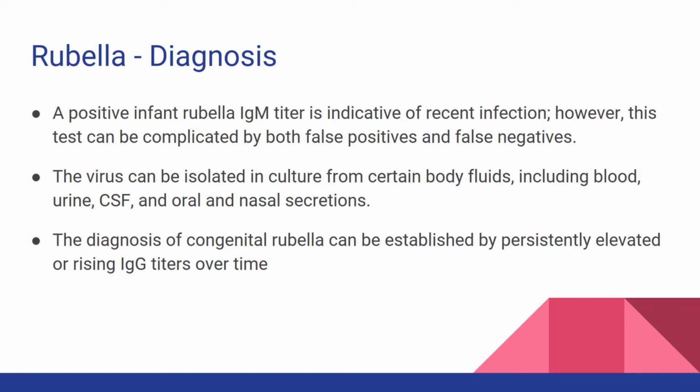Diagnosis of congenital rubella is established by persistently elevated IgG titers over time as well. The IgM screening is reliable if it's obtained by 3 months of age. IgG is typically going to be followed at the 6 to 12 month age mark. And then you actually can't make the diagnosis of rubella at greater than 1 year because of vaccination.